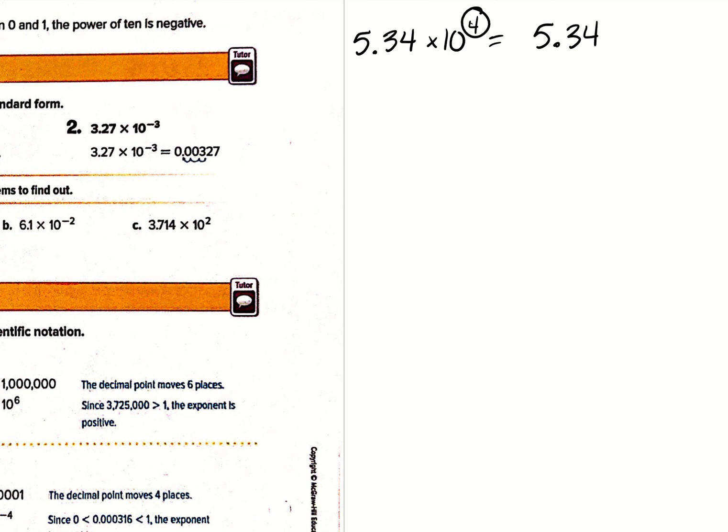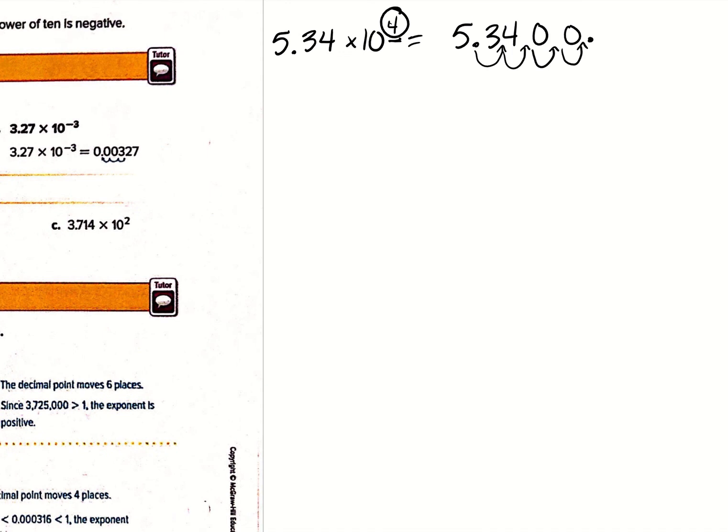We have 5.34 here. Whenever the exponent is positive, we're going to go to the right. We're going to move it 4 places, so that would be 1, 2, 3, 4. And those spots in between, we're just putting zeros. Now we have our decimal point here instead of here. So that would be 53400.0, which is the same thing as 53,400. And that's where we end up on that one.